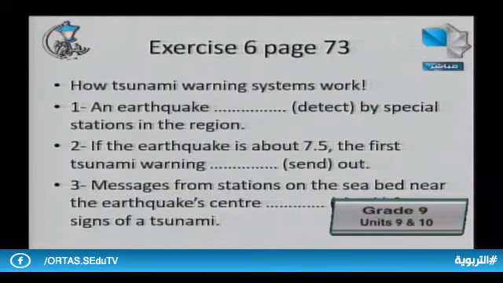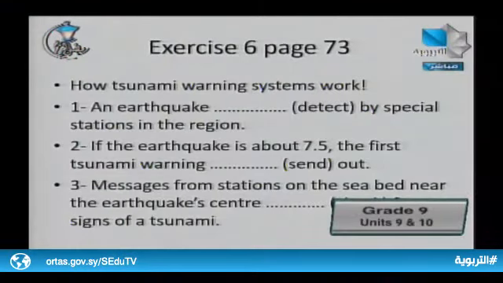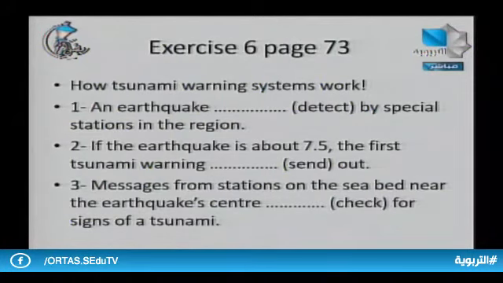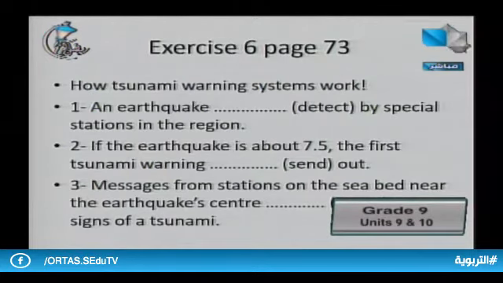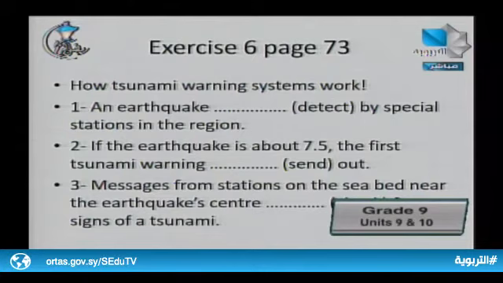Number 2: If the earthquake is about 7.5, the first tsunami warning is sent out. Is sent, because sent goes to verb 3. And we use is, since tsunami warning is singular. The following one, number 3: Messages from stations on the seabed near the earthquake center are checked for signs of a tsunami. Here we put are instead of is because messages are in the plural form.